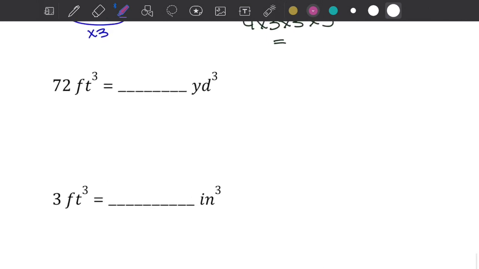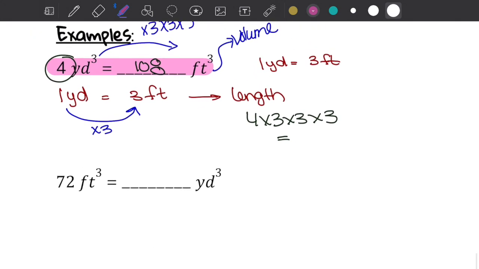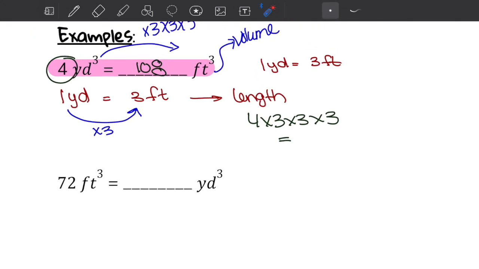All right, so let's work on the next question here. 72 cubic feet equals how many cubic yards? Now, if you compare this to the example right before, it's in reverse. Here we went from cubic yards to cubic feet, and here we're going from cubic feet to cubic yards. So we're going to use the same conversion fact, really. So 1 yard is equal to 3 feet.